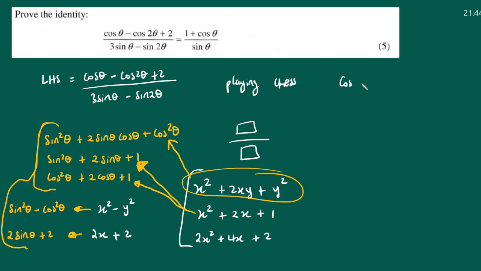Remember, cos 2 theta could be cos squared theta minus sine squared theta, and then it could also be 2 cos squared theta minus 1. It could also be 1 minus 2 sine squared theta. So now, since cos 2 theta has 3 things, I think that is the only problem.